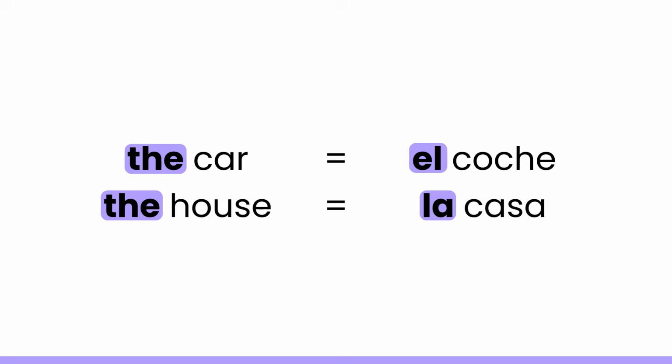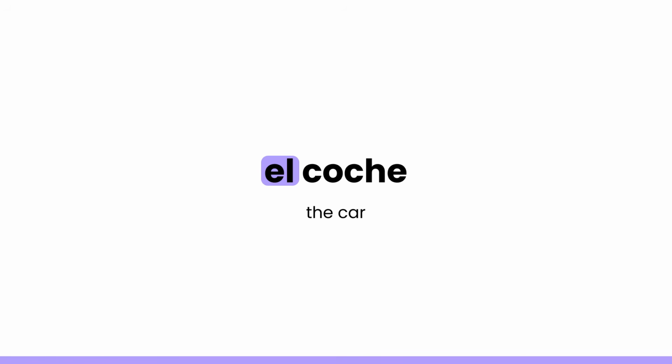All right, so as we saw earlier, the turns into either el or la, depending on whether the noun is masculine or feminine. But what I did not talk about yet is that this is actually only the case when the noun is singular, meaning that we are only talking about one thing or object. So el coche is the car and not the cars. So it's just one singular car. And la casa is just one house.